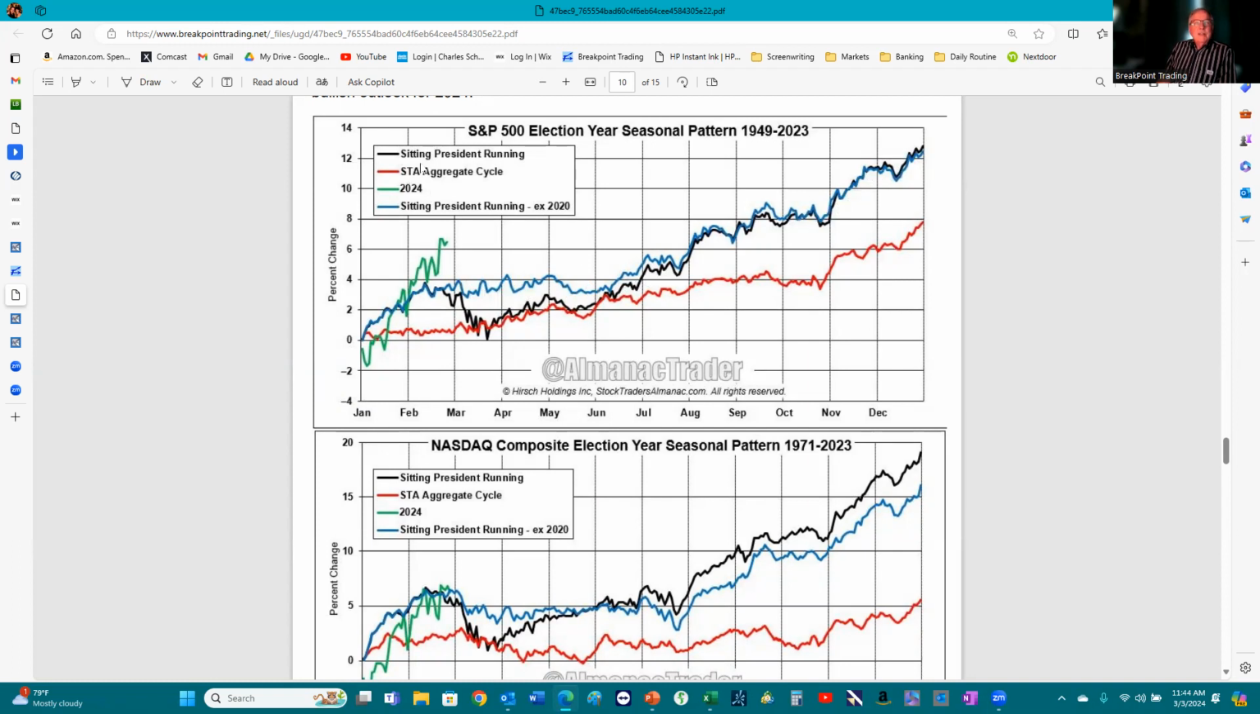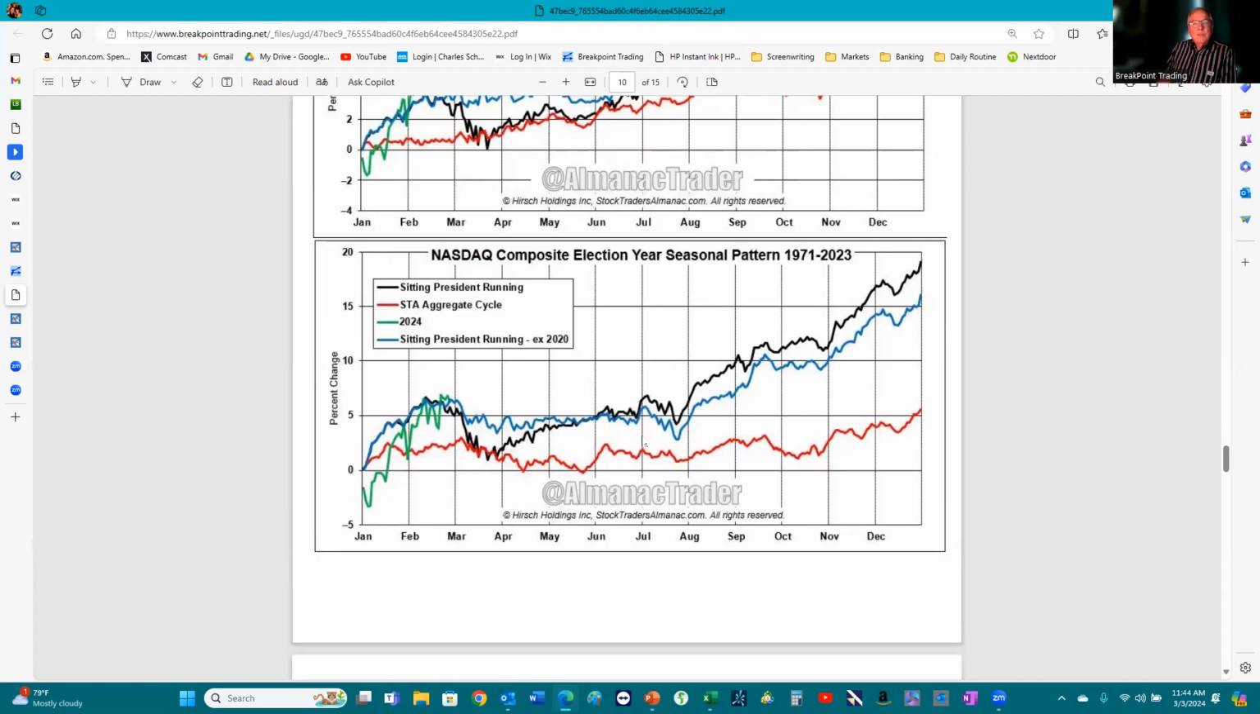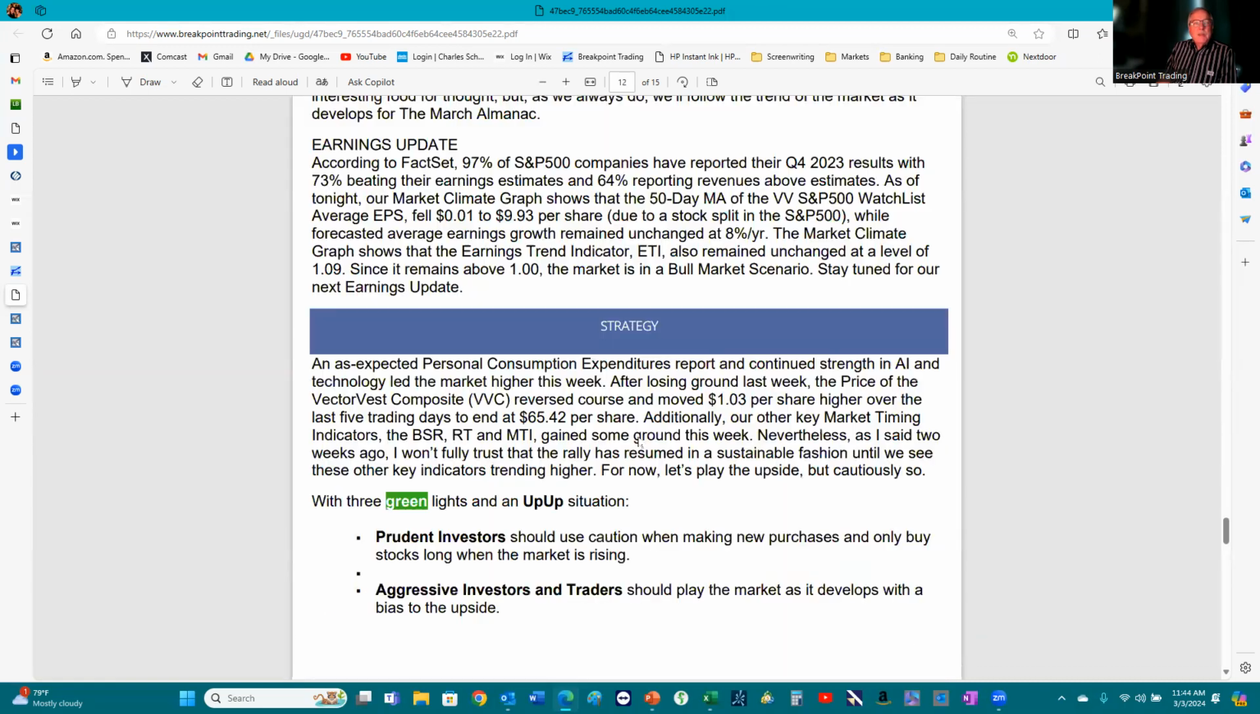And interestingly, taking 2020 out, the black line is with 2020, the COVID crash. The blue line is without the COVID crash. They both merge and get back to the same point by the end of the year. Same thing with the NASDAQ. NASDAQ has a little more of a decline in March, but then it kind of goes sideways again until June. So just things to watch out for.